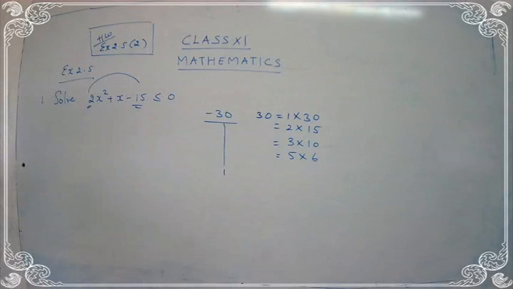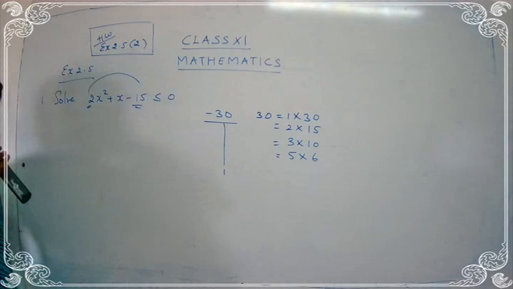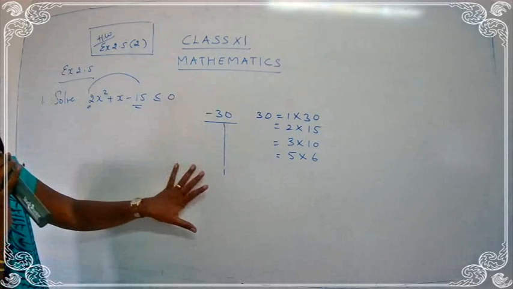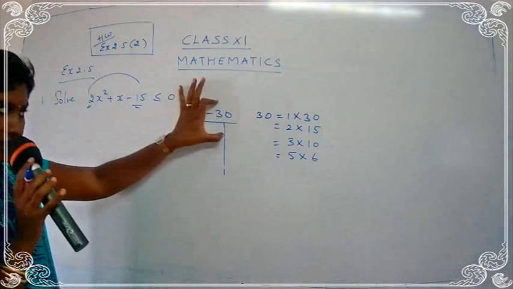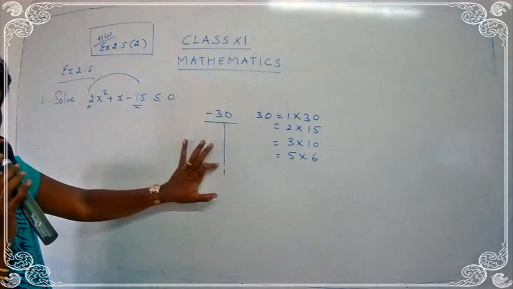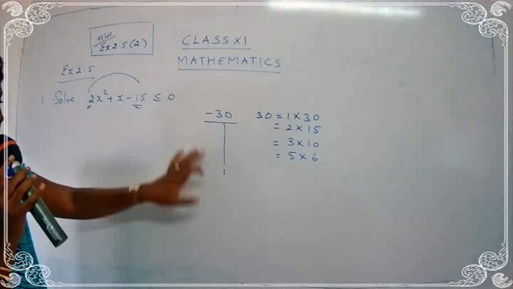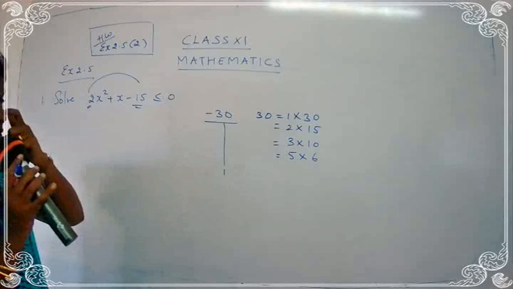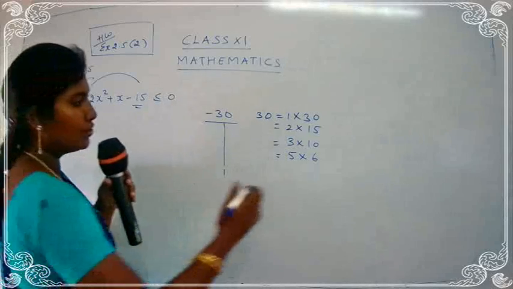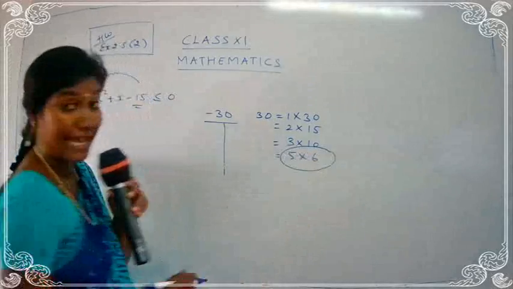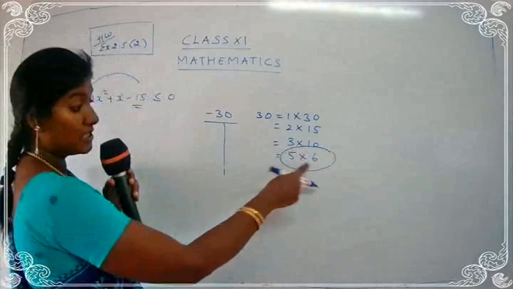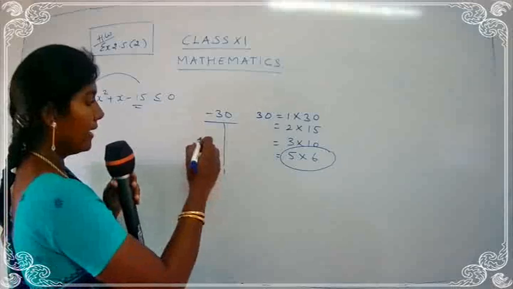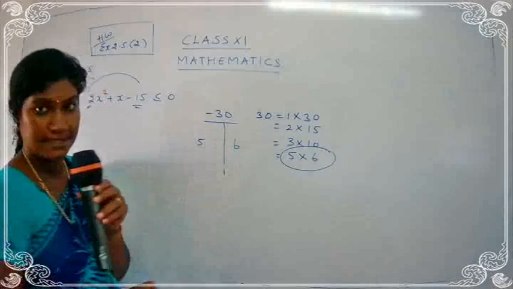Okay children, just see here carefully. Now we have to choose a number such that it satisfies both the conditions. The product should be minus 30 and the sum should be 1. So now here, which are the numbers we can choose? Yeah, we can choose the numbers 5 and 6 because the difference of these numbers will be 1. Yes or no children? I'm going to write down here 5 and 6.